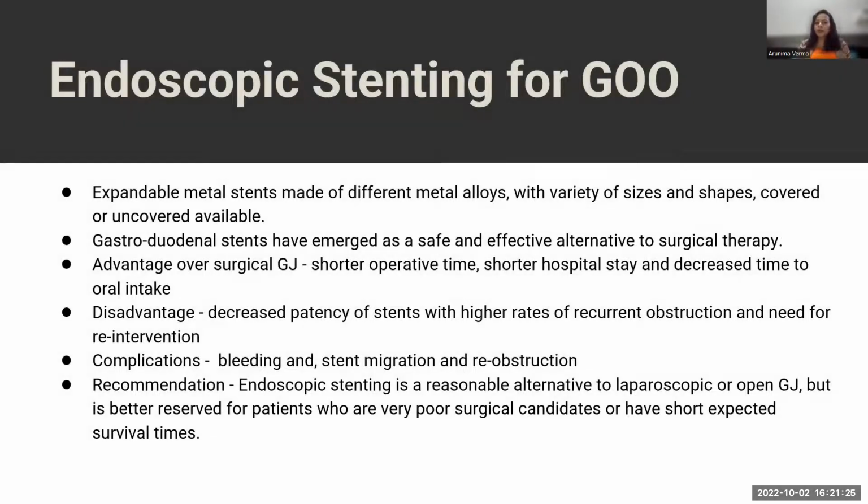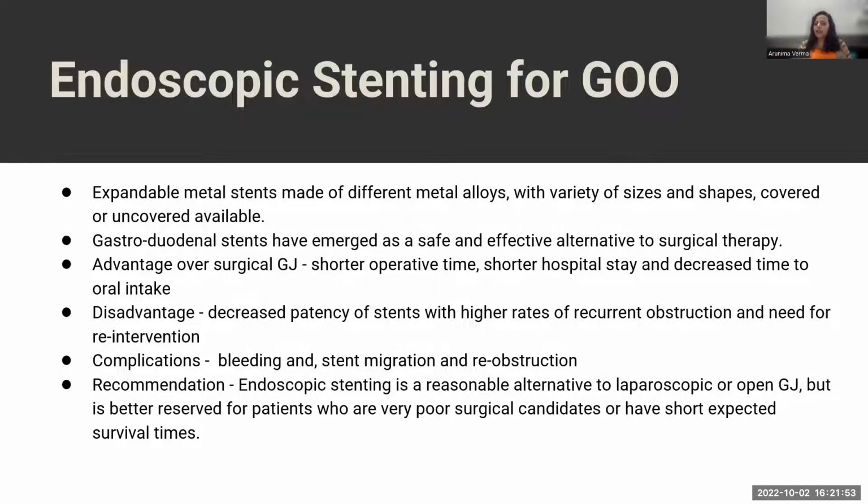Coming to endoscopic stenting, expandable metal stents made of different materials, sizes, and shapes are available. They are a safe and effective alternative to surgical therapy. Advantages over surgical gastrojejunostomy are those of minimal access surgery, like short operative time, shorter hospital stay, and early intake. Disadvantage is decreased patency of the stent with higher rates of recurrent obstruction and need for reintervention. Complications would be bleeding and stent migration.